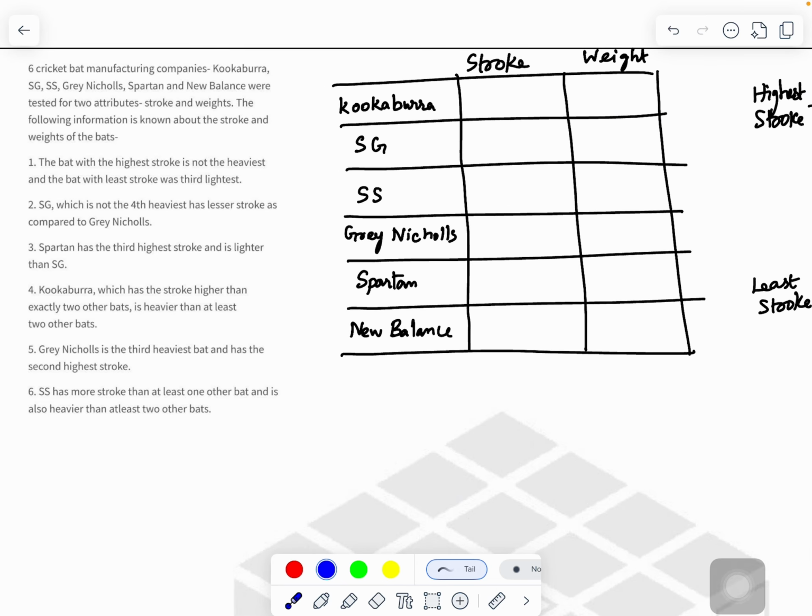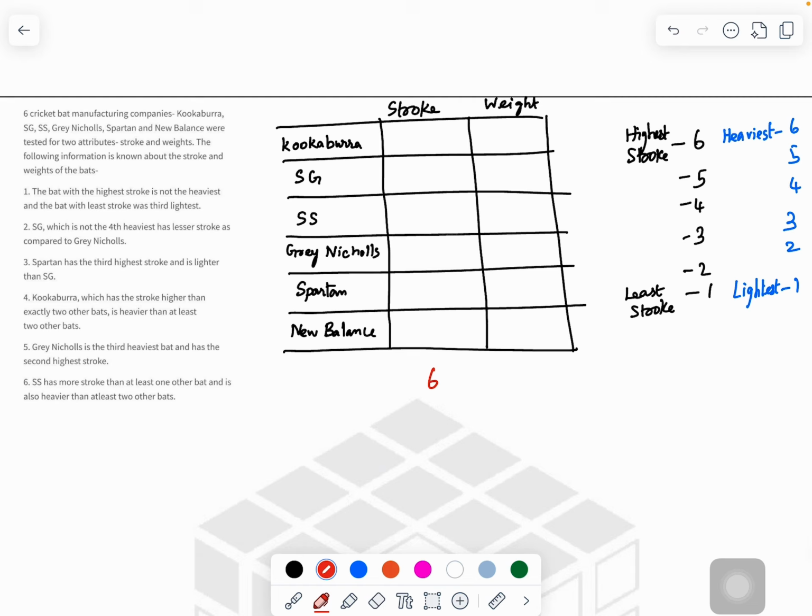Now let's enter into the points. What are the points we have here? The bat with the highest stroke, as in number 6, is not the heaviest bat. The heaviest bat will have the number 6. These 2 are not the same bat. So 6 and 6 cannot be in the same row. Okay, got it. The bat with the least stroke was the third lightest. Least stroke is the number 1 here, and it is the third lightest: first lightest, second lightest, third lightest, as in this number 3. So some bat will have 1, 3 in the same row.